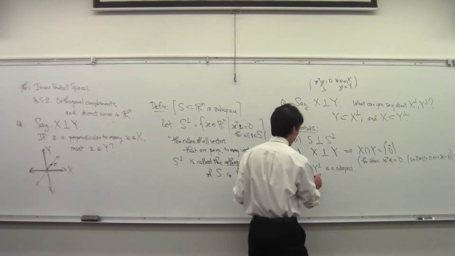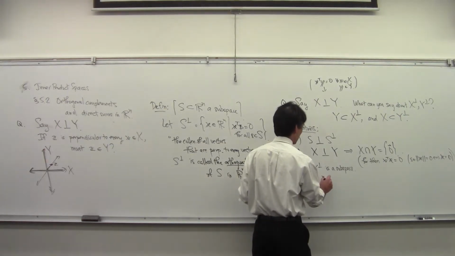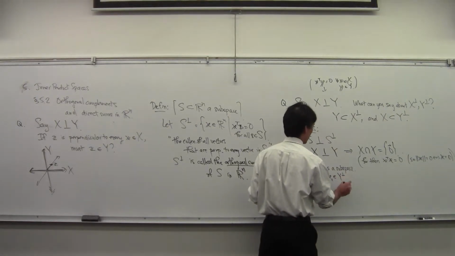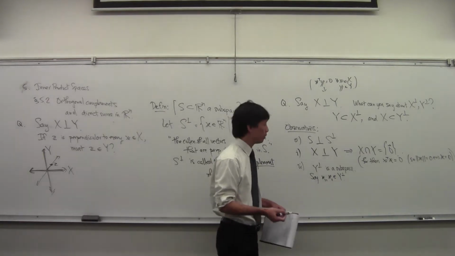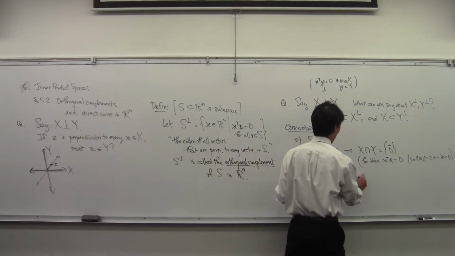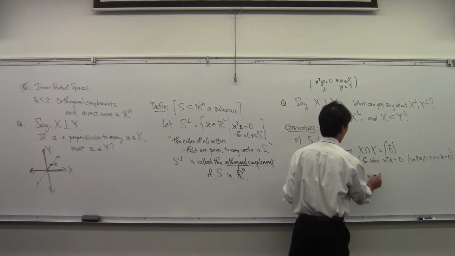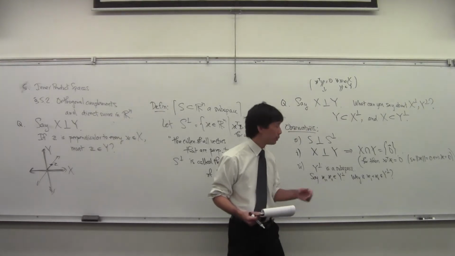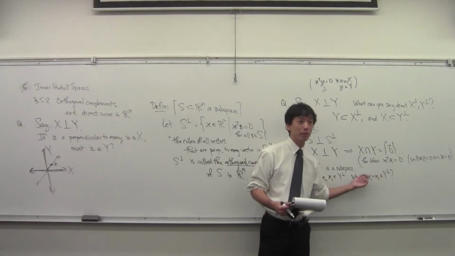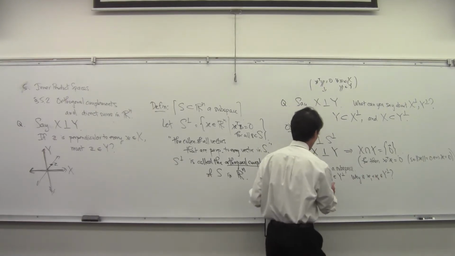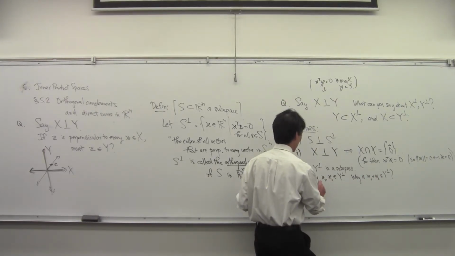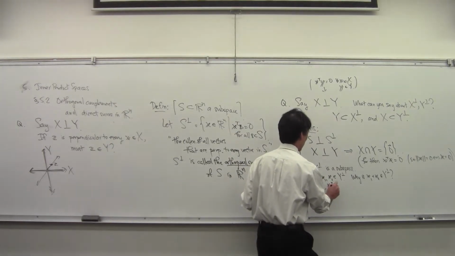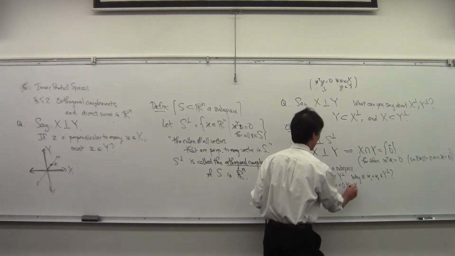Okay, so let's think. Let's say that x1 and x2 are in Y perp. We want to show x1 plus x2 is in Y perp. Well, what does it mean to be in Y perp? It means that you're perpendicular to everybody in Y, right? So this means that x1 transpose y and x2 transpose y are 0 for all y in Y.